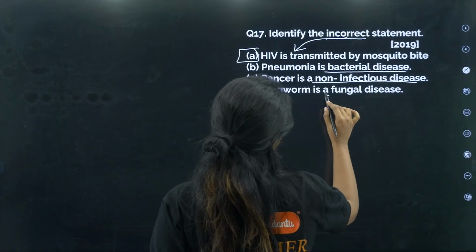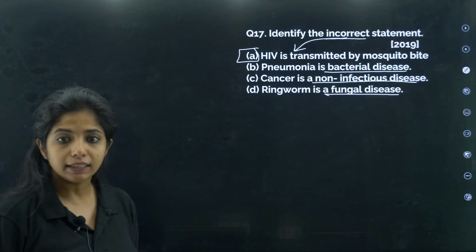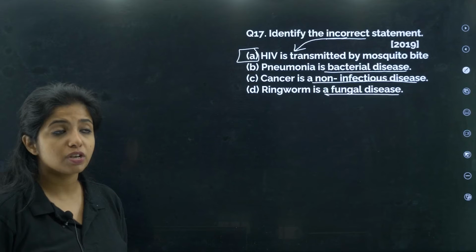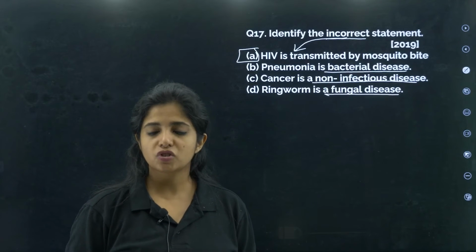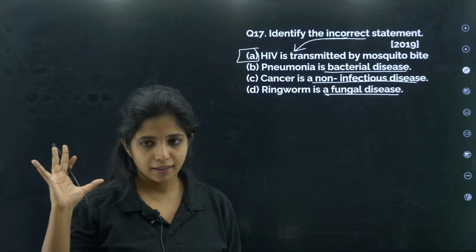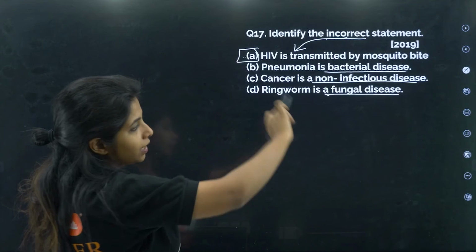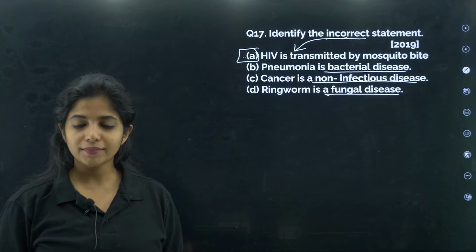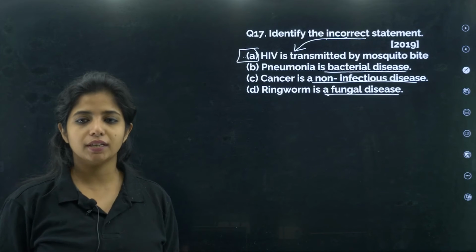Ringworm is a fungal disease. This is also correct, children. It is a fungal disease. It is caused by Microsporum, Trichophyton, Epidermophyton species. Okay, all species of the fungus. So this is the incorrect statement. Okay, 2019 question. Next question.